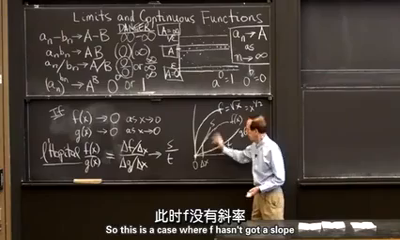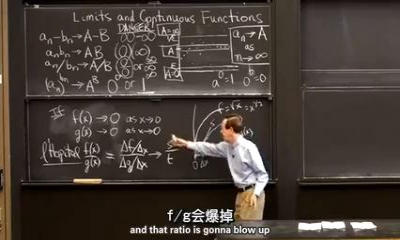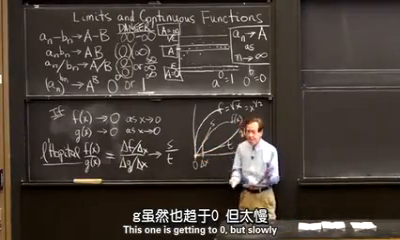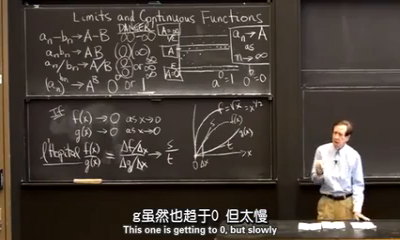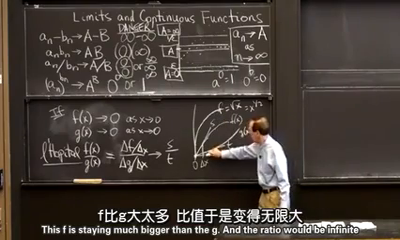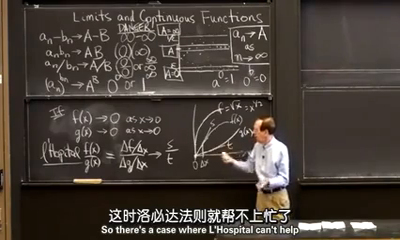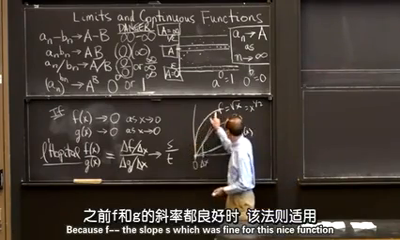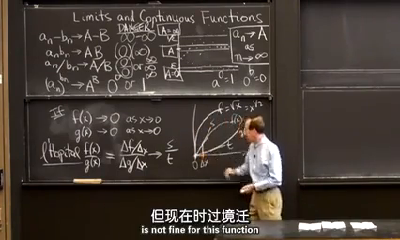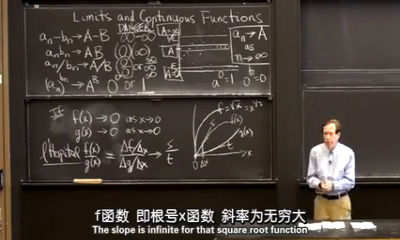So this is a case where f hasn't got a slope. The slope is infinite now. And that ratio is going to blow up. This one is getting to 0, but slowly. If this f is staying much bigger than the g, the ratio would be infinite. So there's a case where L'Hopital can't help, because this slope, which was fine for this nice function, is not fine for this function. The slope is infinite for that square root function.